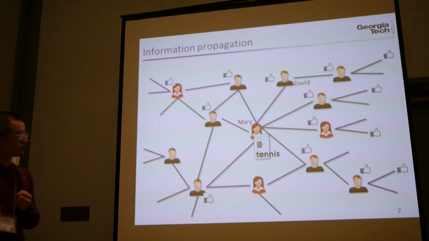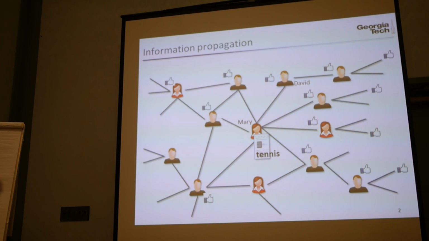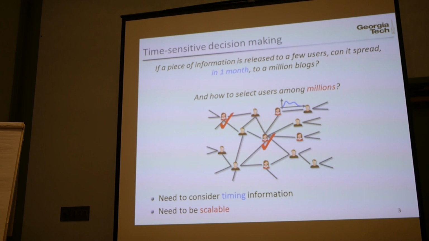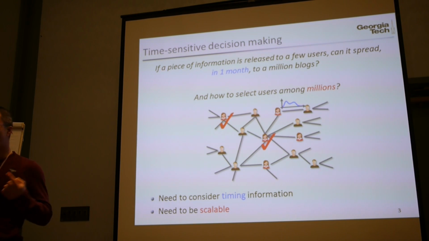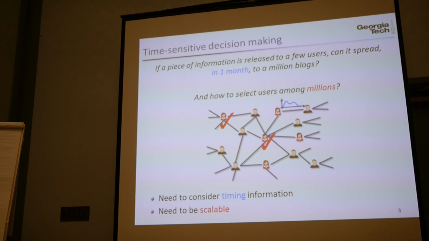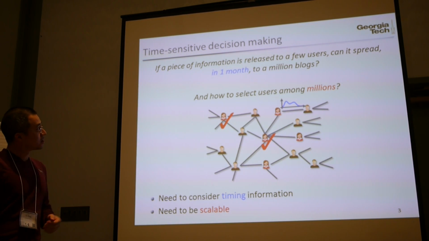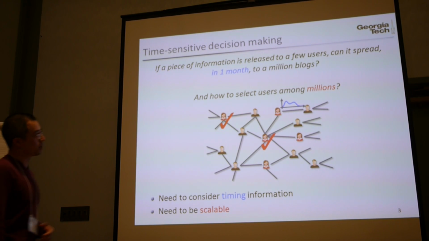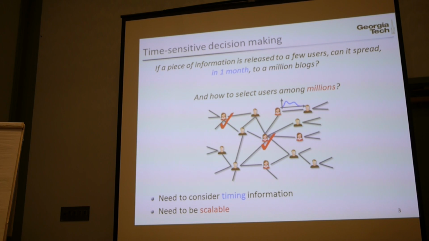So, for instance, if you put some advertisement on some user in the social network, you want as many people as possible to see this advertisement, and you want it to diffuse across the social network as much as possible. In this domain, the first question we can ask is how do we accurately estimate the extent of the spread of the information? Suppose you want to answer a question like this: if you release a piece of information to a few users, can it spread to 1 million people within a month, for instance?